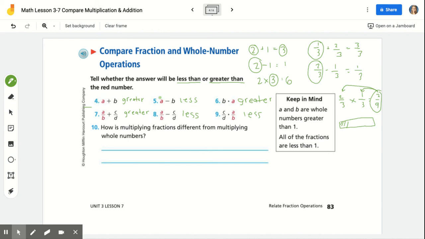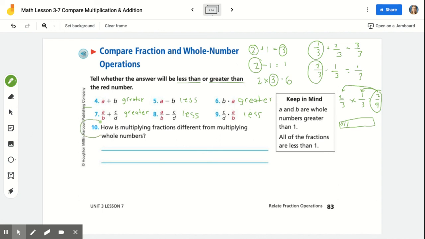So take a look at numbers 4 through 9. Look at those patterns. I see for addition for whole numbers and for fractions, we got greater, greater. Subtraction problems involving whole numbers and fractions, less than, less than. And here's the difference. When you multiply a whole number times a whole number, you will get an answer that's greater than both of these numbers. But when you're multiplying a fraction times a fraction, your answer is going to be less than each of your factors. All right, so that's the end of the lesson.